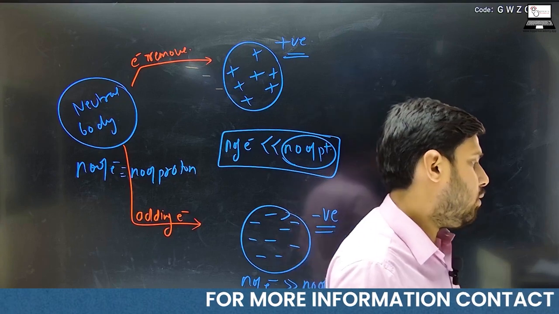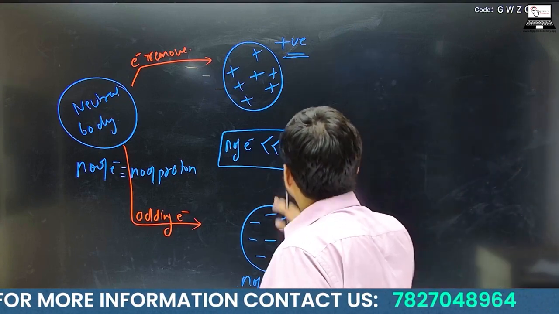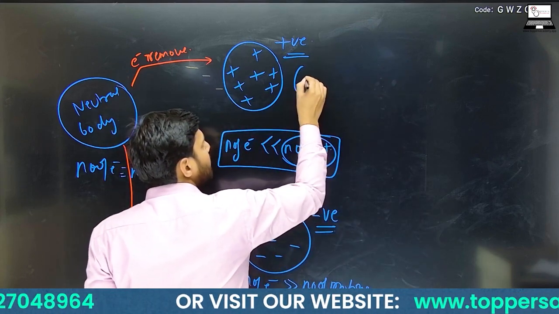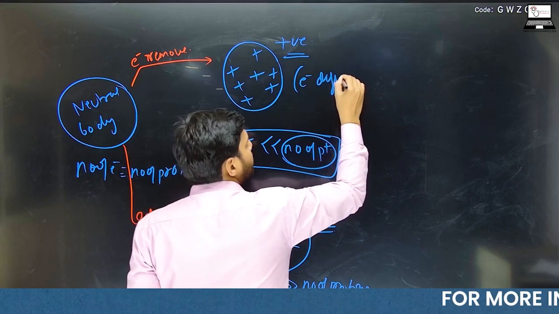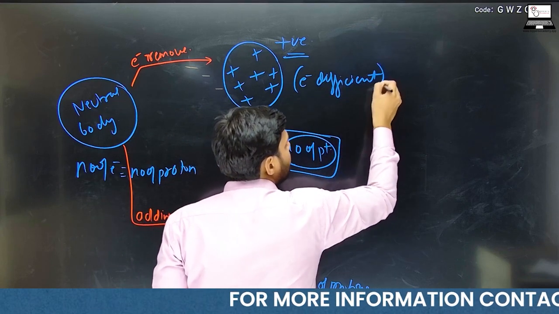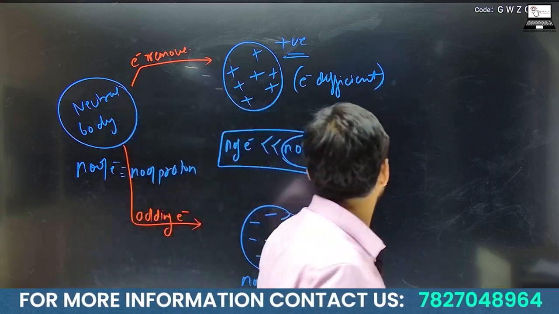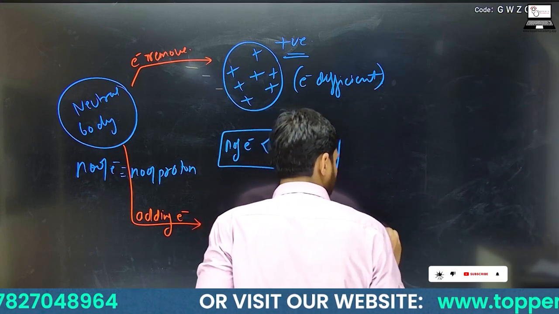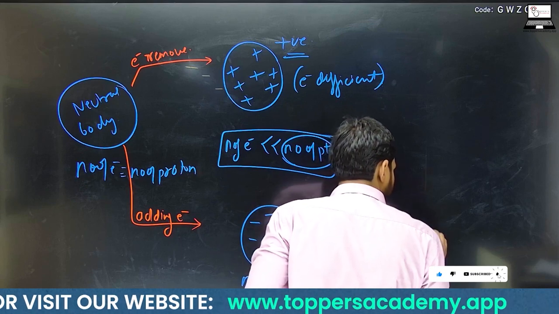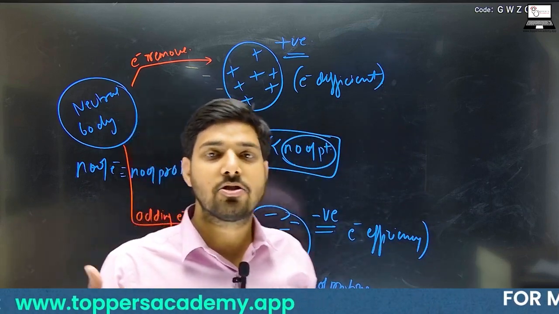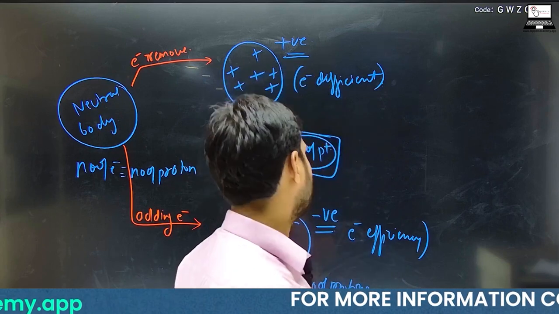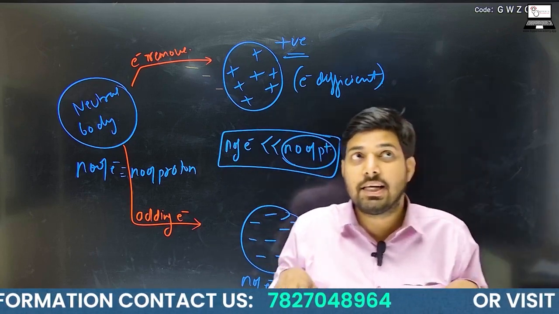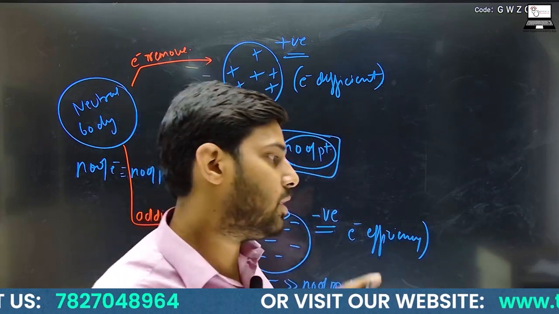All right. Now, one more thing. If it is positively charged, we have removed the electron. So now we can say electron deficient. Deficient means deficiency. We have created the deficiency of electron in this body. And here, electron efficiency. Efficiency means there is excess of electrons in the body. Clear? Efficiency means excess of electron. Deficiency means less electron. Number of electrons has been reduced.